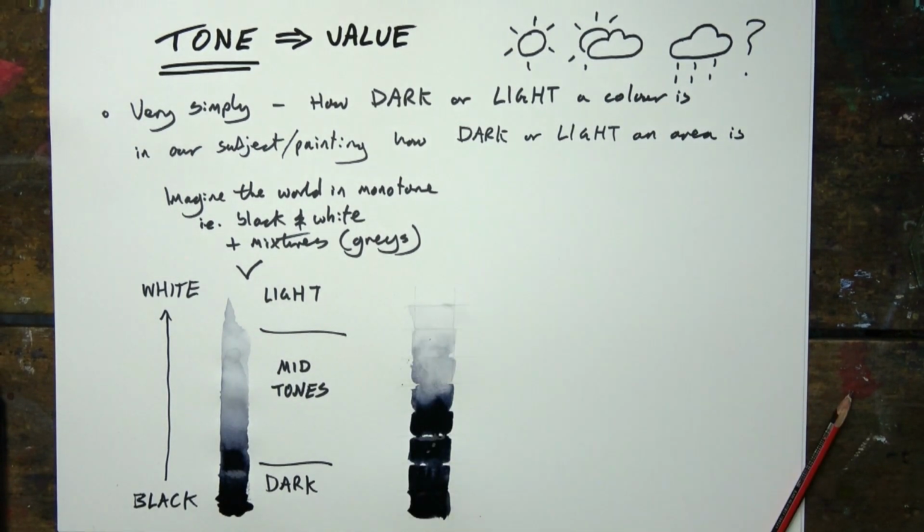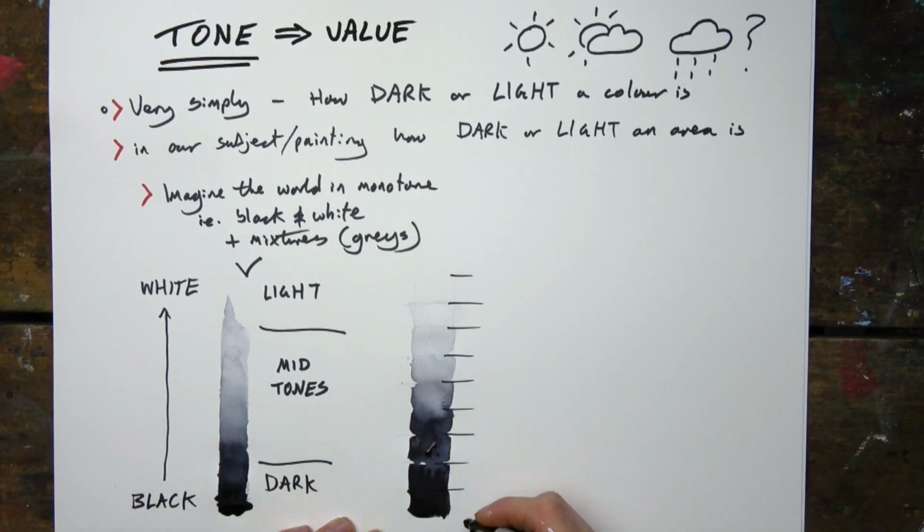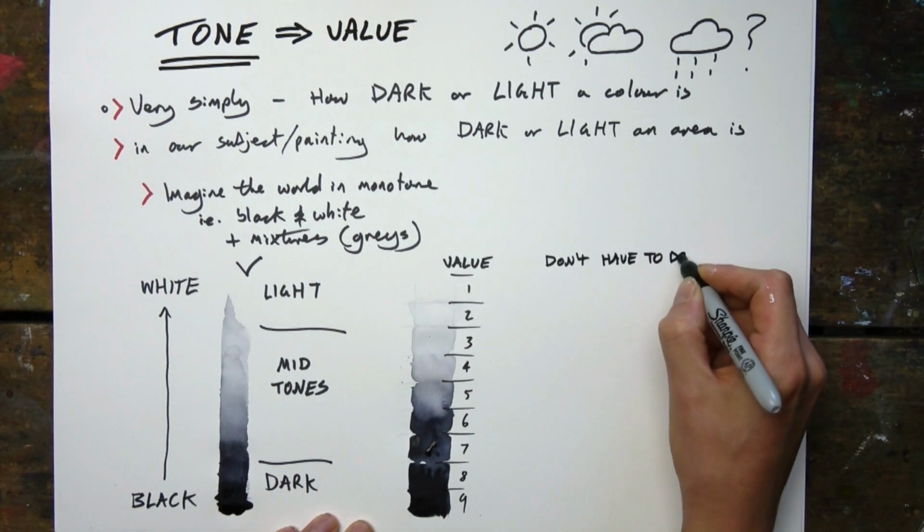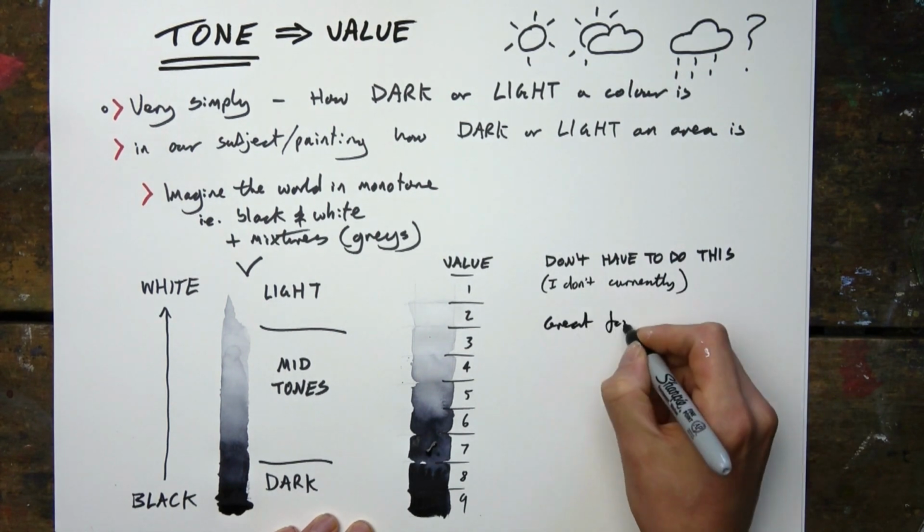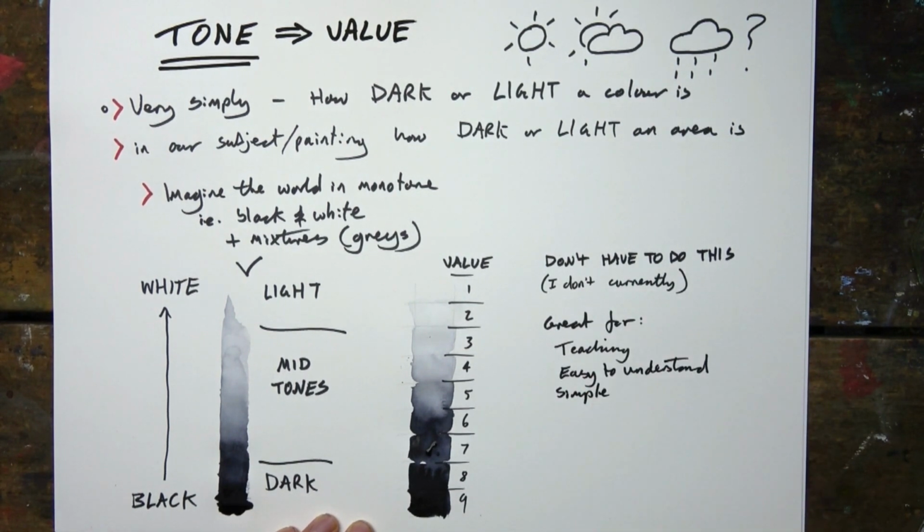You may often see this grayscale split into sections, each given a numerical value. 9 is a common number, but there are plenty of others. You don't have to do this, and I currently don't do it that often, but it can be a really useful way to simplify and help understand tone. But ultimately, do whatever makes sense to you.